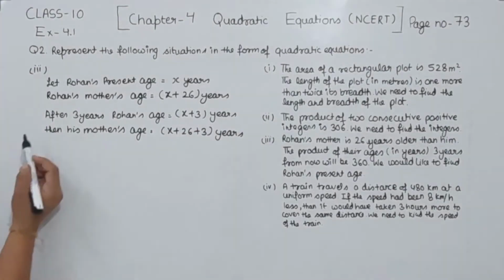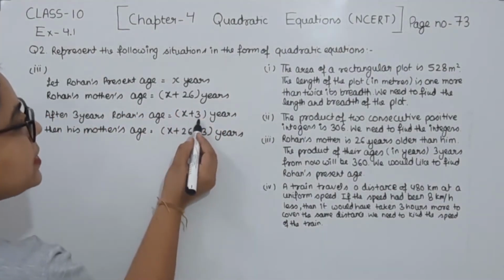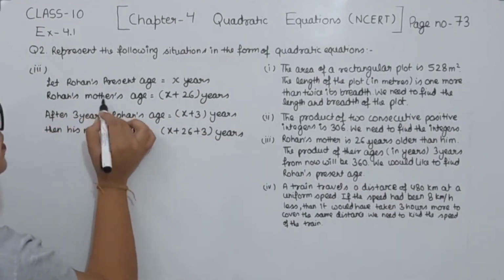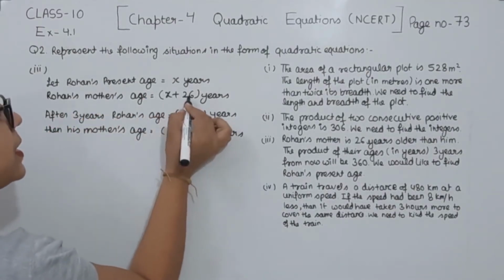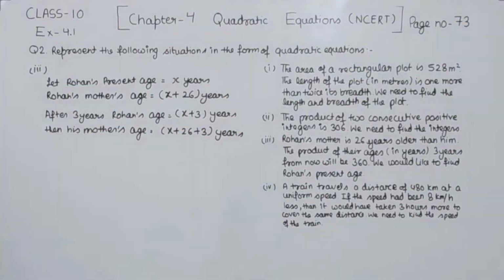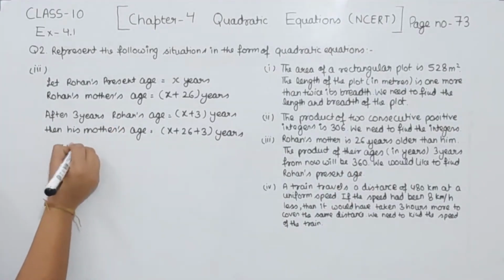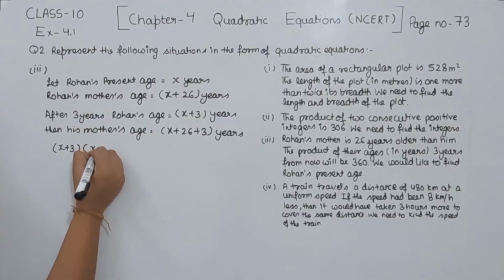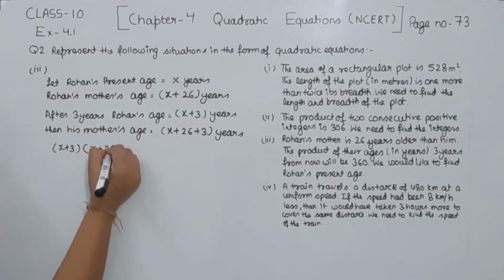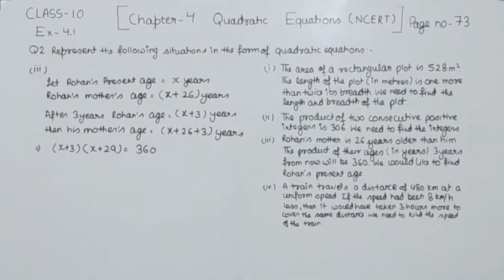Now the present age of Rohan is x. So after 3 years it will be x plus 3 years. And Rohan's mother's age at present is x plus 26 years, and after 3 years it will be x plus 26 plus 3 years. Now we need to find the product of these, and this is equal to 360. So after 3 years Rohan's age will be x plus 3 and his mother's age is x plus 26 plus 3, that is x plus 29. And this is equal to 360. Now we have to solve this one.